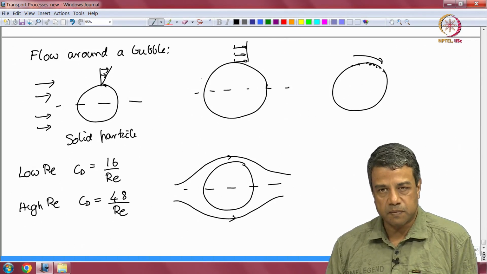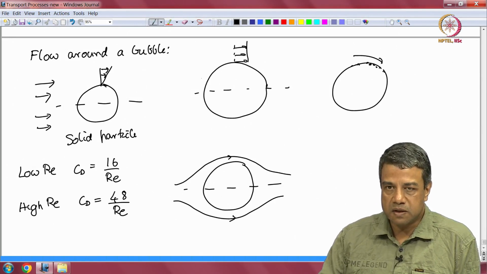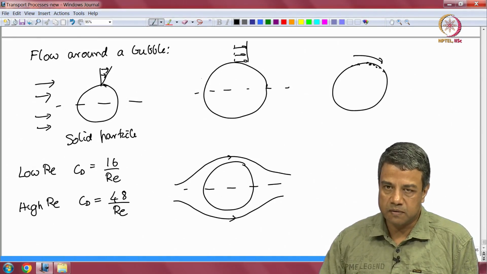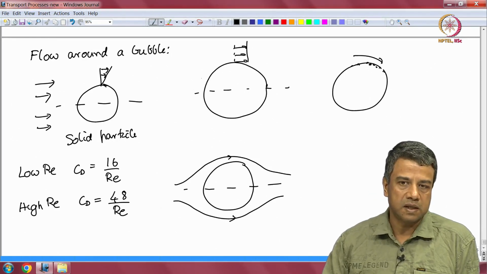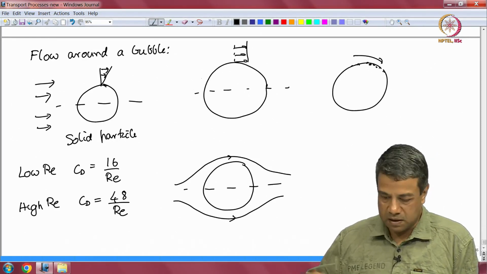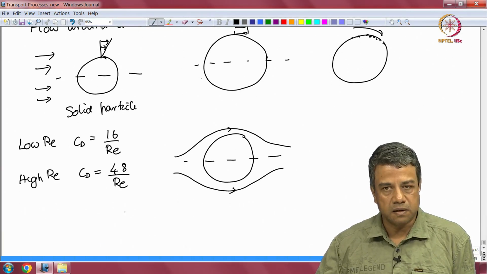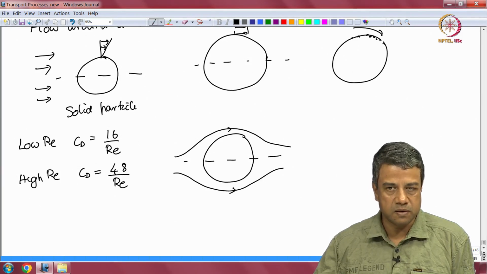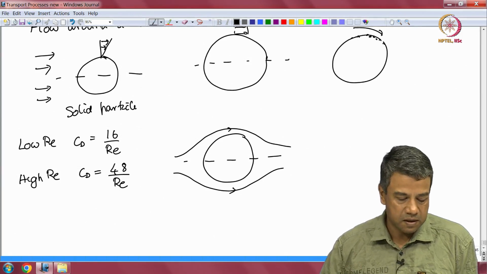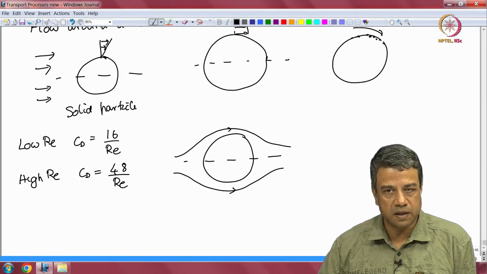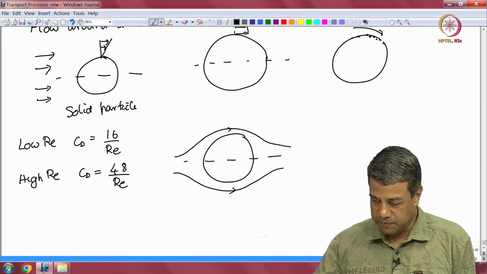In the case of flow past a particle, we saw that it was 1 over Re for low Reynolds numbers, then it went to a constant value between about 4000 and 2 into 10 power 5, after which the drag once again decreased at the drag crisis. In this case, since at high Reynolds number there is no boundary layer formation and wake formation and so on, you get a drag coefficient which goes as 1 over Re both at low Reynolds number as well as at high Reynolds number.